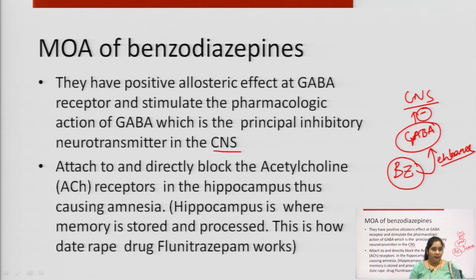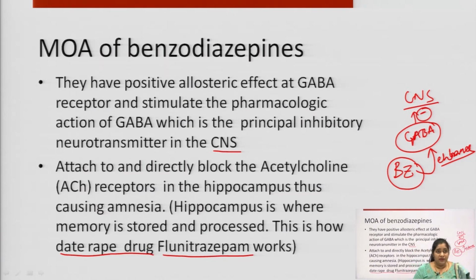Okay, and the second mechanism of action is they also attach and directly block acetylcholine, that is in the hippocampus. And what is hippocampus? Hippocampus is a place where the memories, what is going on with us, are being stored and processed. So, one of the drugs, that is flunitrazepam, also known as the date rape drug, actually works this way.